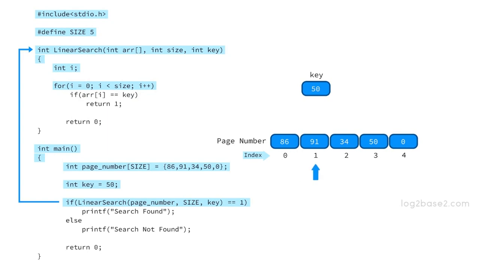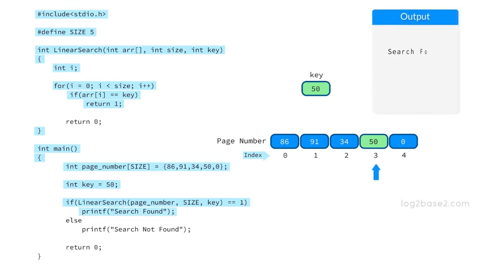Now i equal to 1. So check if arr of 1 equal to 50. Again this if fails here. So start the next iteration. Now i equal to 2 and check if arr of 2 equal to 50. Again the if failed. So increment i and i equal to 3 now. In the next iteration, check if arr of 3 equal to 50, and it is. That is, the key is found at index 3. So return 1. And here in the main function, this return value is 1, so the if becomes true.